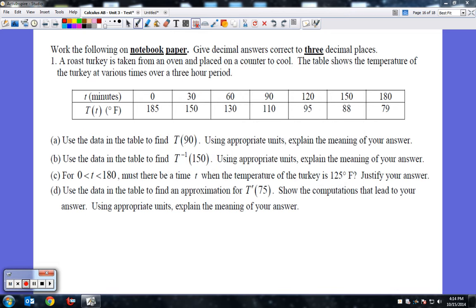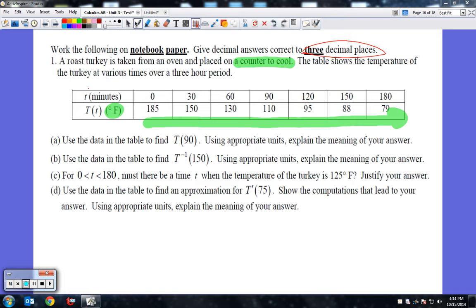Alright, number 1 says work the following on a notebook sheet of paper, give answers to 3 decimals, and we're going to look at a roast turkey taken from the oven and placed on a counter to cool. So this is going to be cooling. As you can see, our temperature is decreasing as we go throughout. Room temperature is what it's cooling to. The table shows the temperature of the turkey at various times.